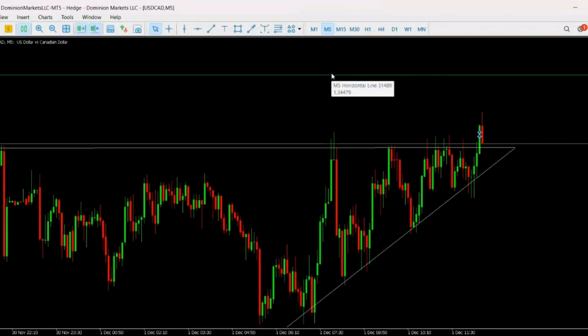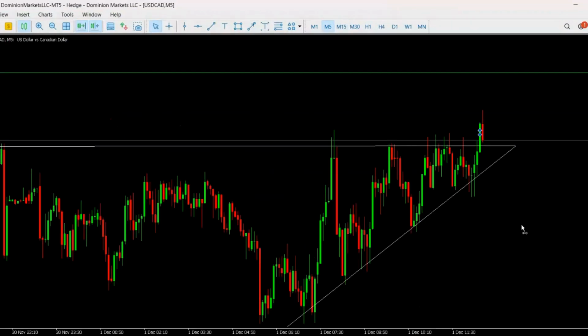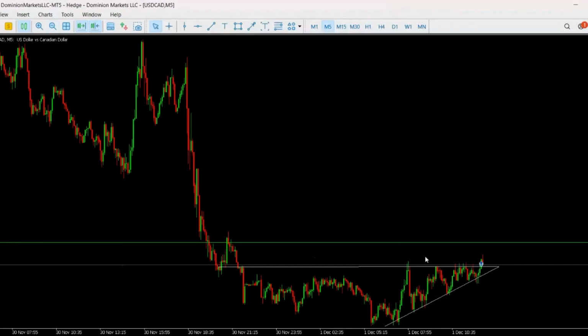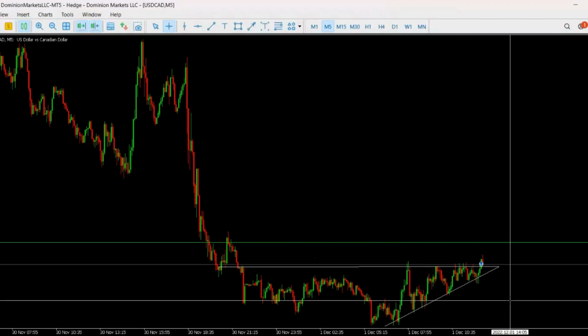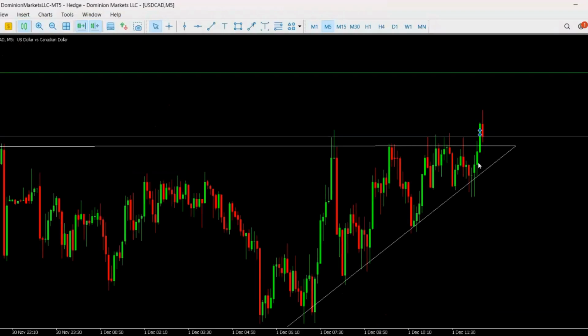This is the US dollar to the Canadian dollar. On the 15-minute and 5-minute, we have an ascending triangle formation. So we have a bullish trend line with a resistance formed, solid resistance. And what we did on the 5-minute was we actually broke above this pattern. On this candle here, we broke above the pattern and we closed above it.